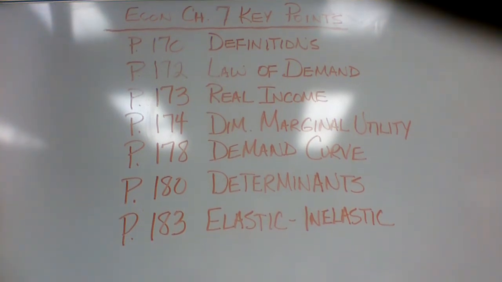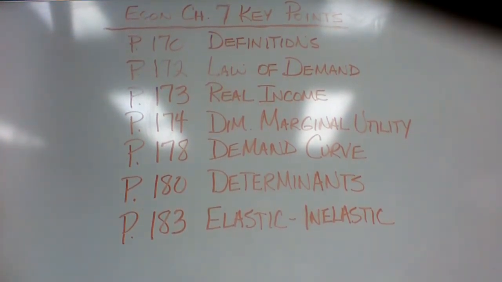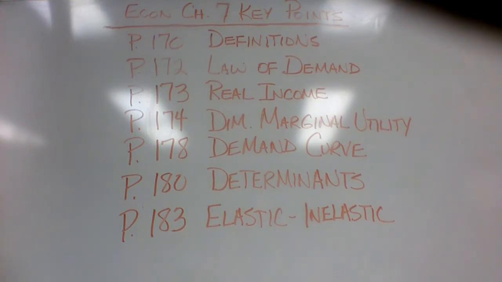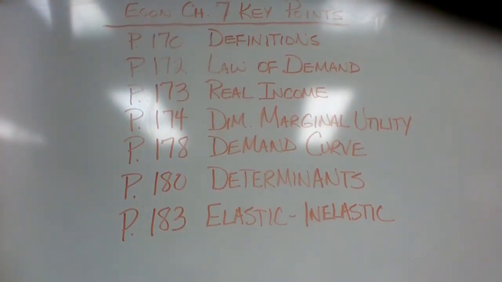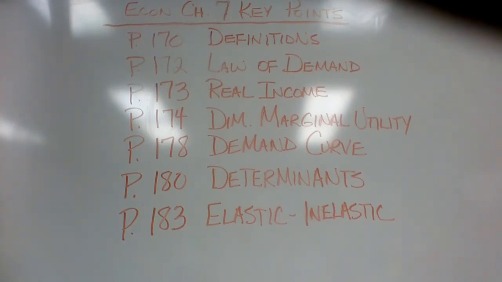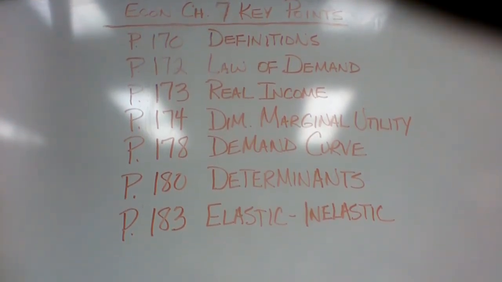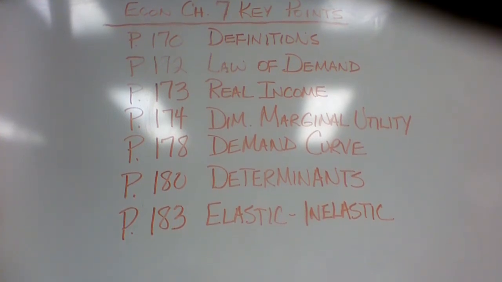There is a change in quantity demanded that I will show you in class. That is a small change on the same demand curve. If you have an overall change in demand caused by one of these 5 determinants that's listed on page 180 and 181, then you have a whole new demand curve, either to the right or to the left, depending on whether the overall demand increases or decreases.